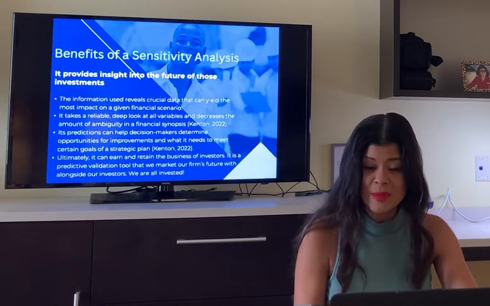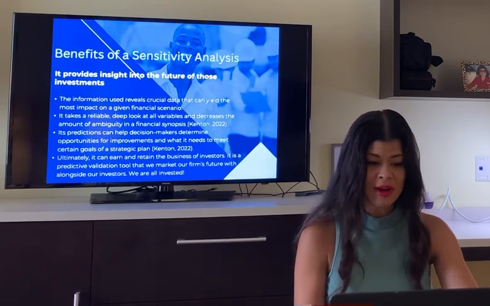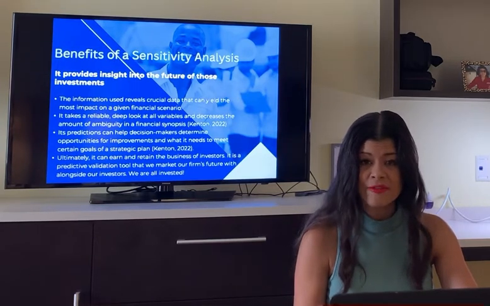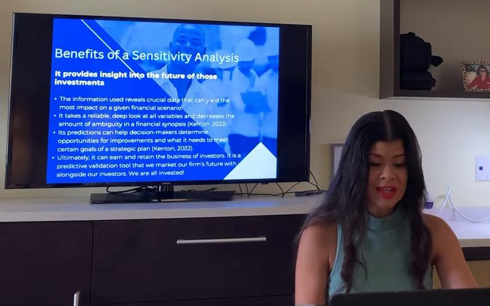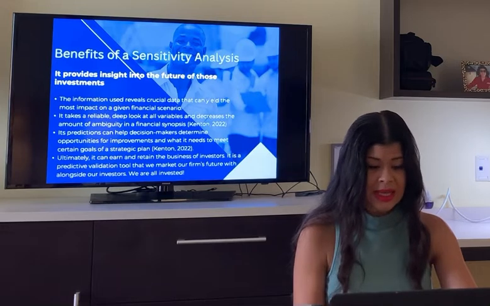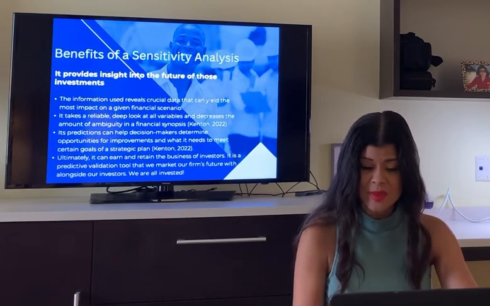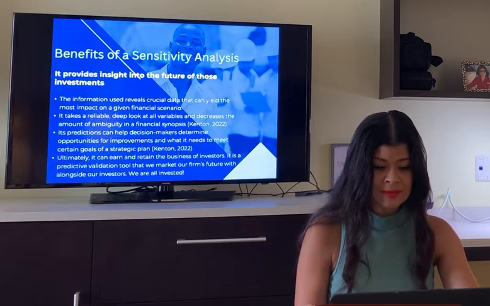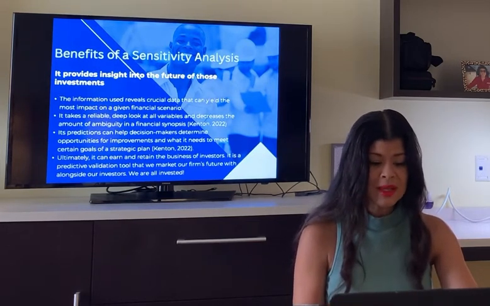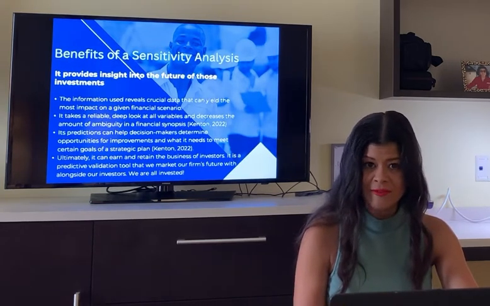So let's go on to what some of the benefits are of a sensitivity analysis. Well, there are quite a few, but the main drive on having a sensitivity analysis is to provide insight into the future of investments. It provides crucial data that can yield the most impact on a given financial scenario. It takes a reliable, deep look at variables and decreases the amount of ambiguity for our investors, as mentioned by Kenton in 2022. It helps decision making, and ultimately it can earn and retain the business of our investors right here at A4 Financial Group.